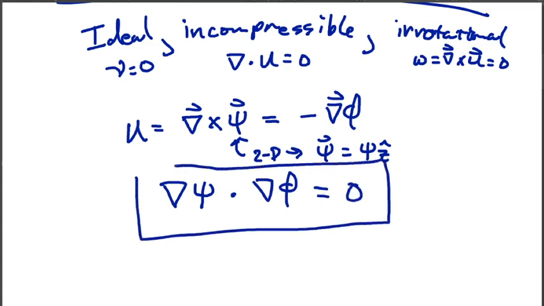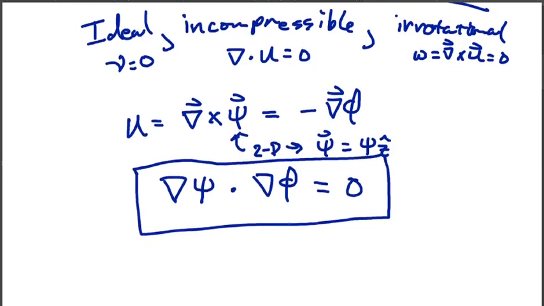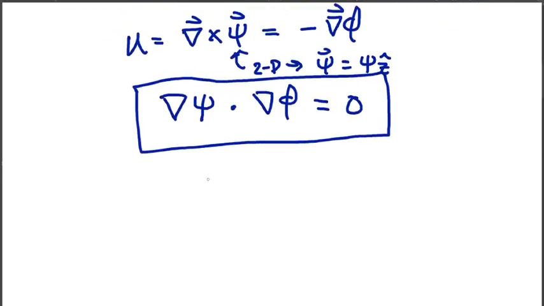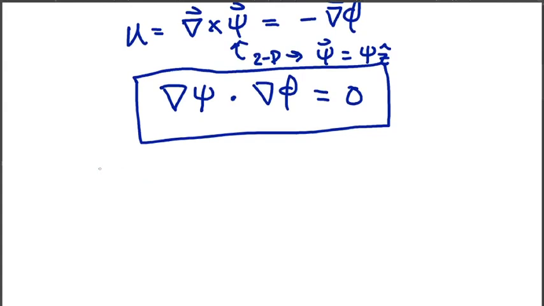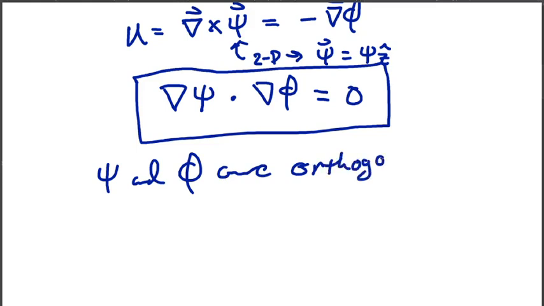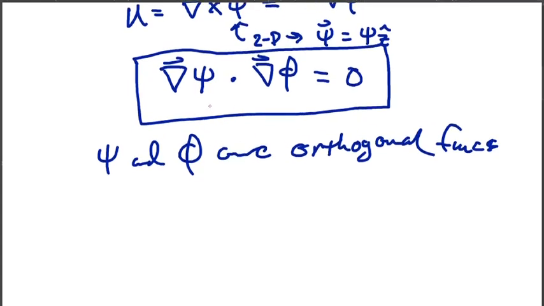Well, that's interesting. What does that tell us? It tells us that psi and phi are orthogonal functions. Their gradients don't point in the same direction. There's no projection of the gradient of psi onto the gradients of phi. There's no dot product between the two of them. So they're orthogonal functions, and there's a whole bunch of power that comes out of this.